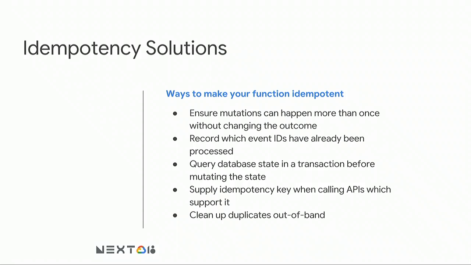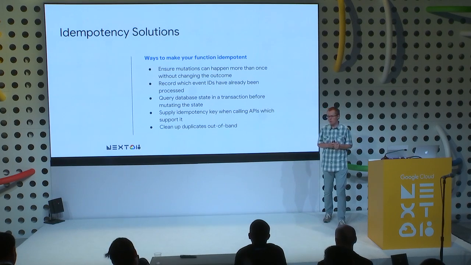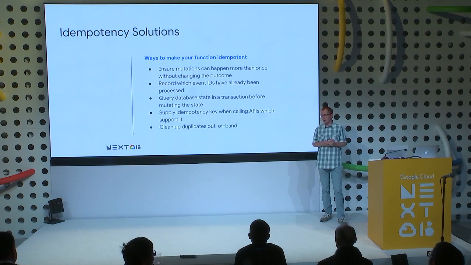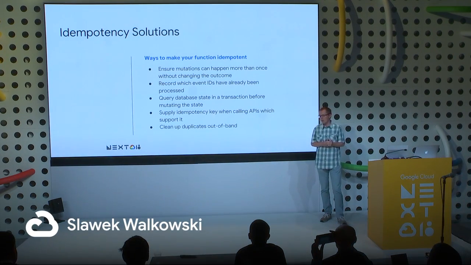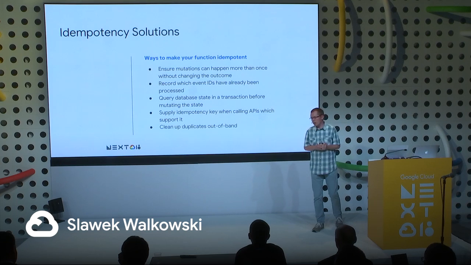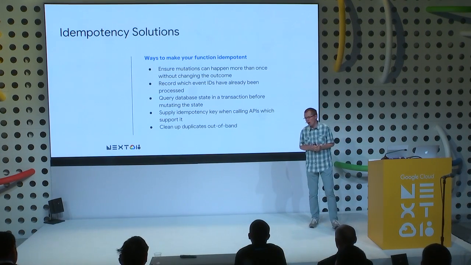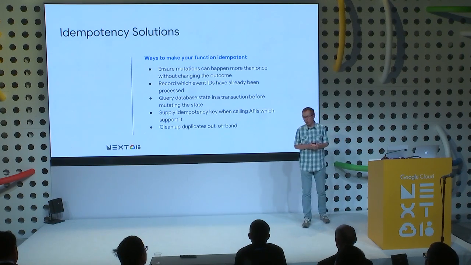So to summarize, there are multiple ways to make your function idempotent. You can ensure that your mutations can happen more than once without changing the outcome. You can record which event IDs have already been processed. You can query database state in the transaction before mutating the state. You can also supply idempotency keys when calling APIs which support them. And finally, you can also clean up duplicates out of band through an offline process if that approach is fine in your workflow.